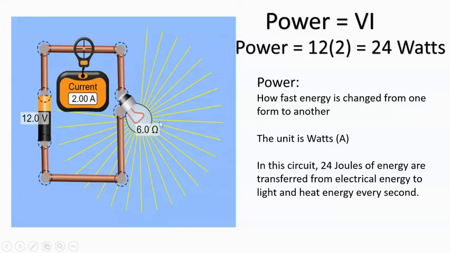So what that means is that 24 joules of energy are transferred from electric potential energy into light and heat energy by this light bulb every second. And it also means that the battery is doing 24 joules of work every second. So the battery keeps on doing work to add potential energy to the circuit, and the light bulb turns that potential energy into light and heat energy.